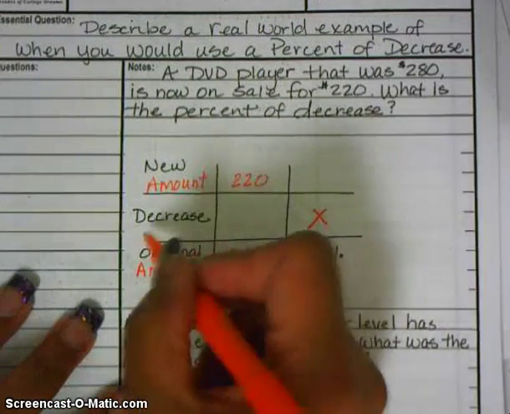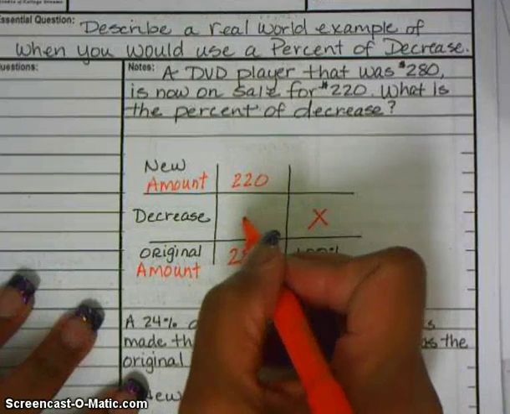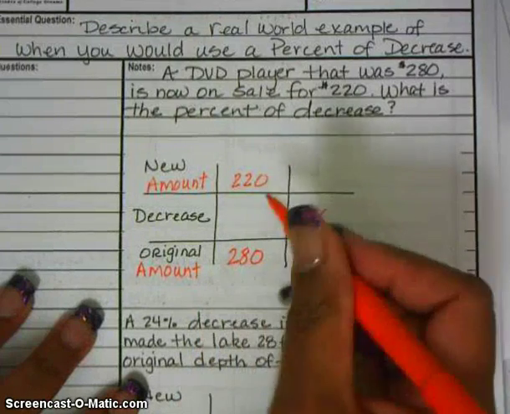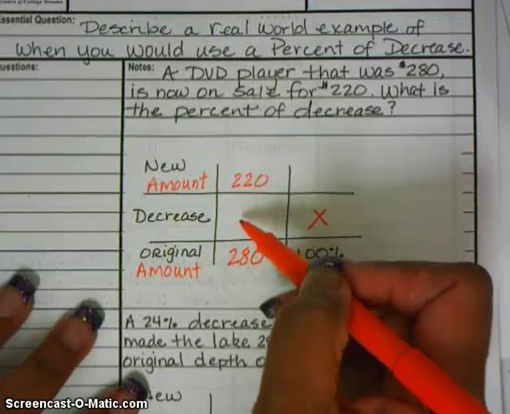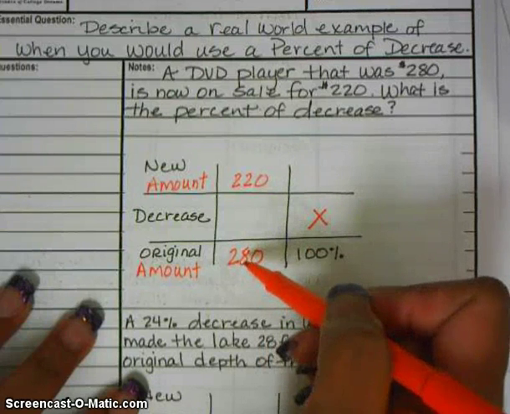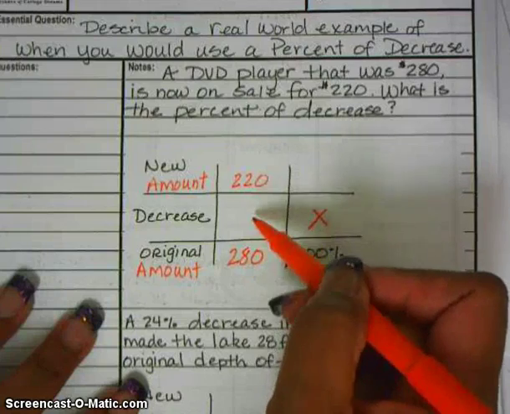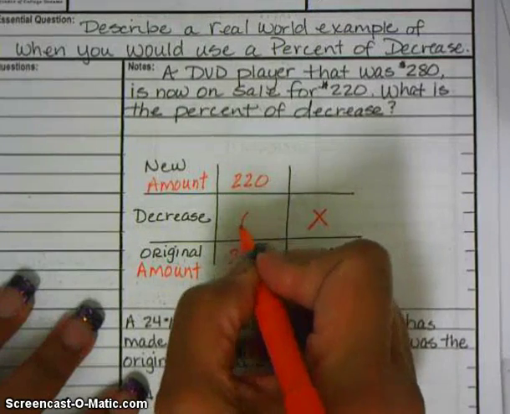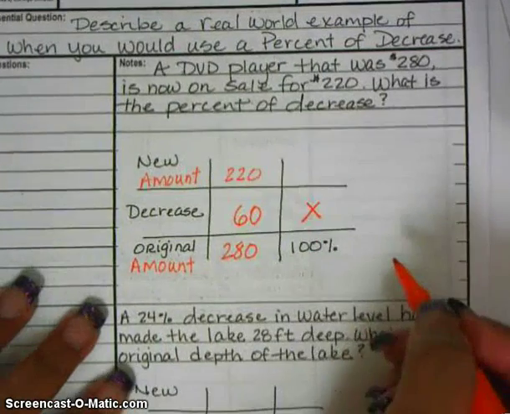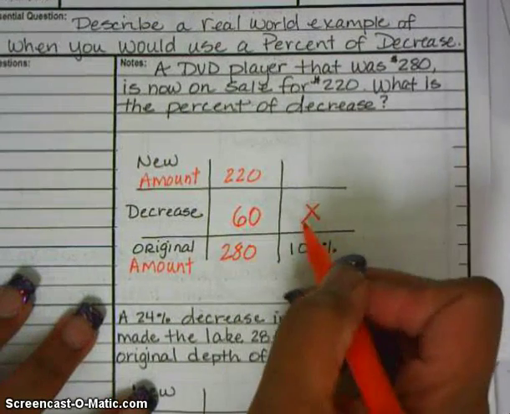Okay, well, I have to use this row because this is where my X is. So I need to know what this amount is going to be. I know that 220 plus the decrease is going to equal the original amount. So I can work backwards. 280 minus 220 is going to give me this amount here, and it is 60. So I'm going to be saving $60, but I want to know what is this percent.